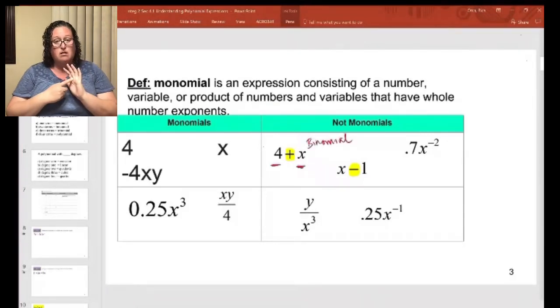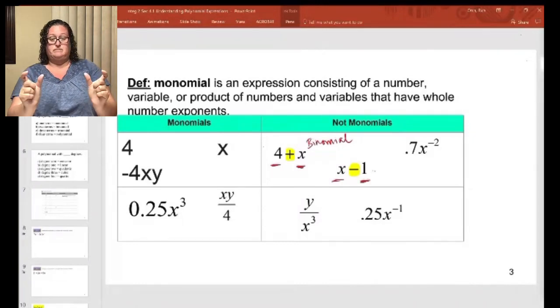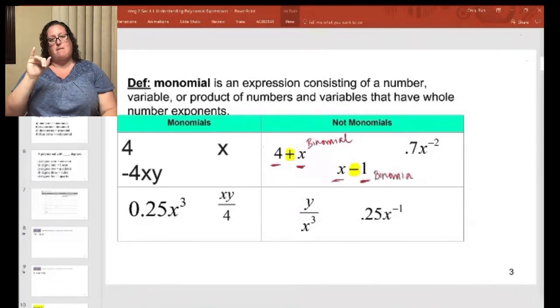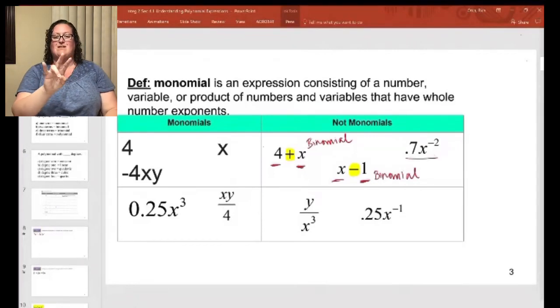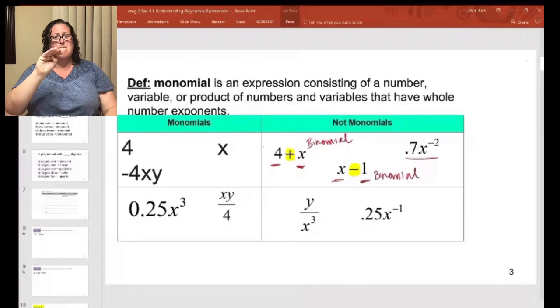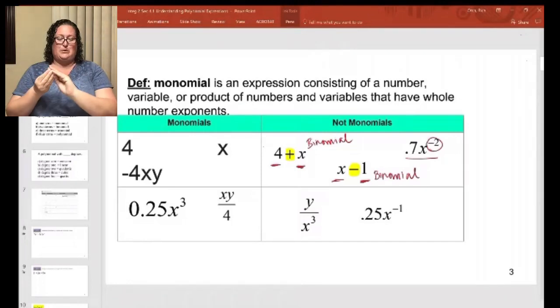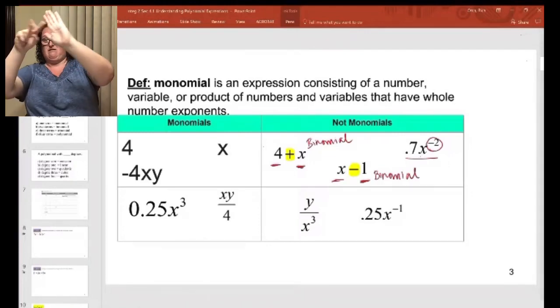Another example of a binomial is x minus 1. x is a monomial, and so is 1. Because we're subtracting them, and we have two monomials, x minus 1 is a binomial. In our next expression, we have 0.7 times x to the negative 2. Now, I know what you're thinking. It looks like it could be a monomial. Unfortunately, the exponent is a negative number. And because it's negative, 0.7 times x to the negative 2 is not a monomial.